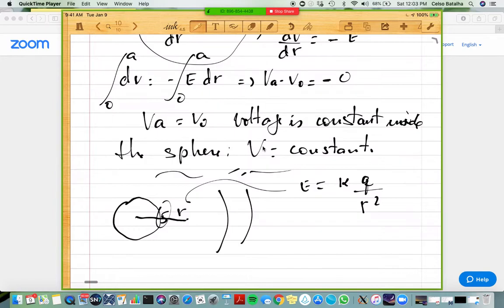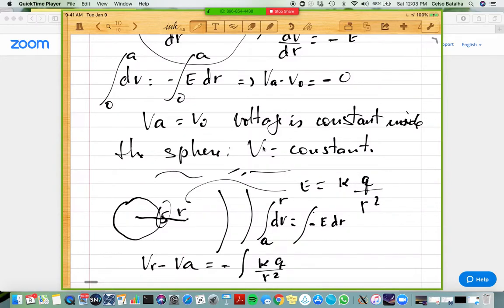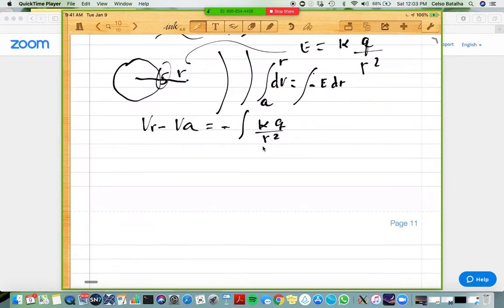So what do we do next? We repeat the same thing, right? dV is equal to negative E dr, integrate, and we are integrating now from position A to position R. So on the left-hand side of the equation, we get VR minus VA is equal to negative of the integral of kQ over R squared from R to A, this is going to be equal to negative of kQ over R from R.